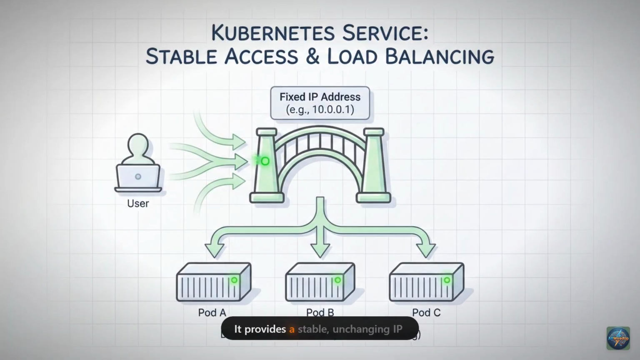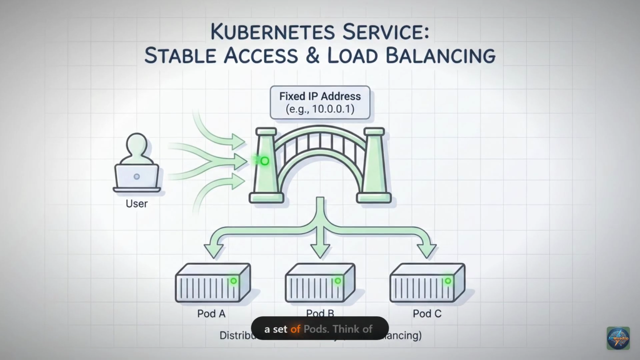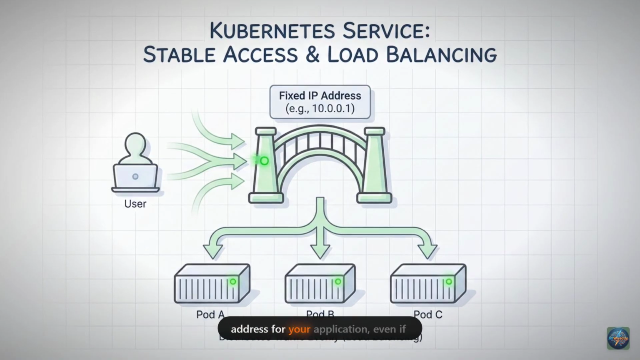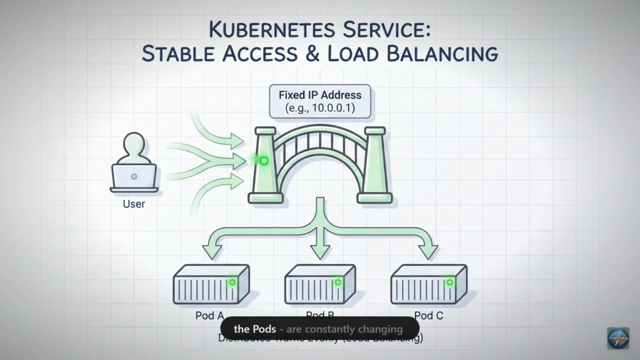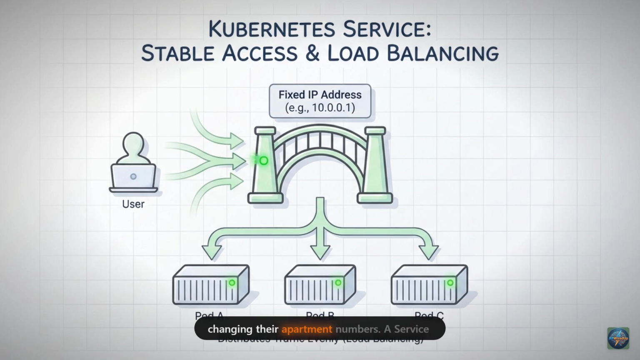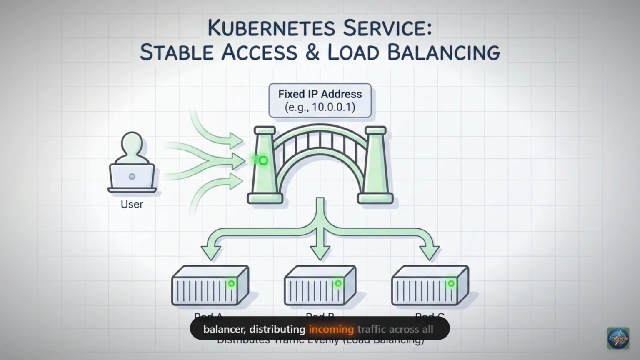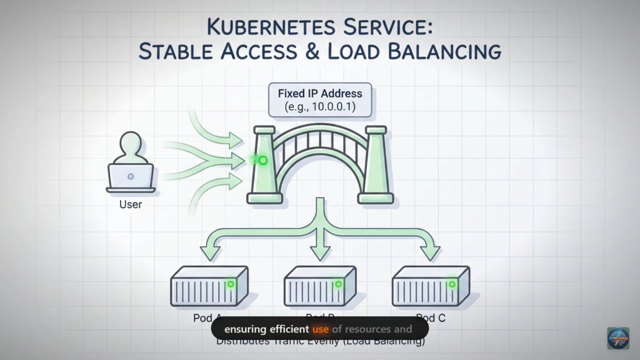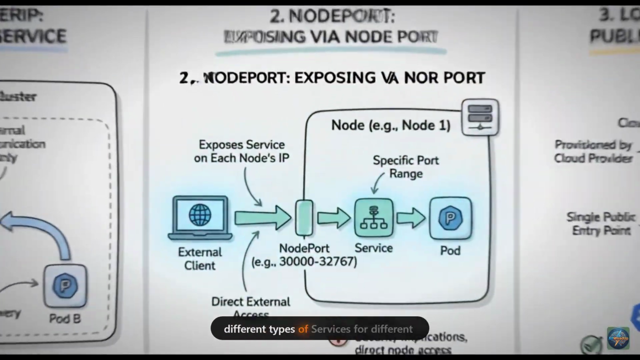It provides a stable, unchanging IP address and DNS name for a set of pods. Think of it as the permanent street address for your application, even if the residents inside the pods are constantly changing their apartment numbers. A service also acts as a load balancer, distributing incoming traffic across all healthy pods it manages, ensuring efficient use of resources and high availability. There are different types of services for different needs.